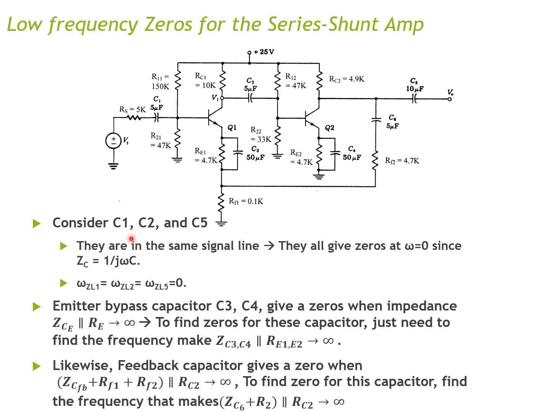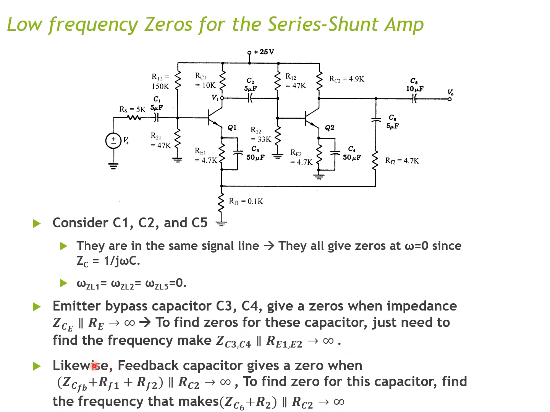So first thing that we know is that the zeros for R1, R2, and R5 will be 0. For the emitter bypass capacitors C3 and C4, it will give a zero when the impedance of this here and this go to infinity. So basically we just have to find a frequency that makes this happen.